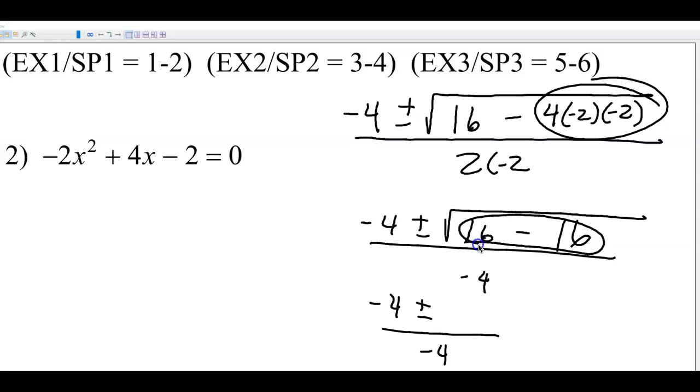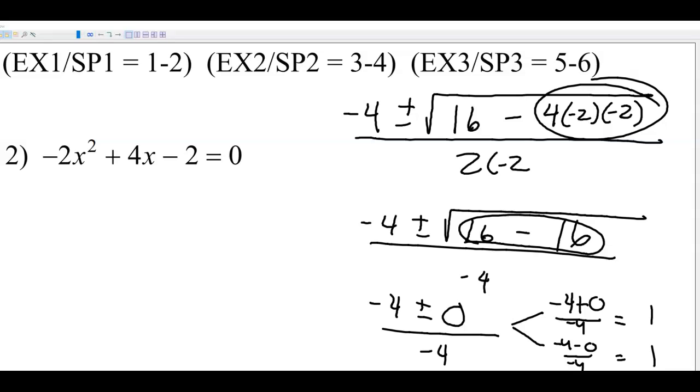16 minus 16 is 0, and the square root of 0 is 0. Now, in this case, you're going to have negative 4 plus 0 over negative 4, and negative 4 minus 0 over negative 4. But you're going to get the same answer either way. The answer is 1. There's only one answer on that problem.